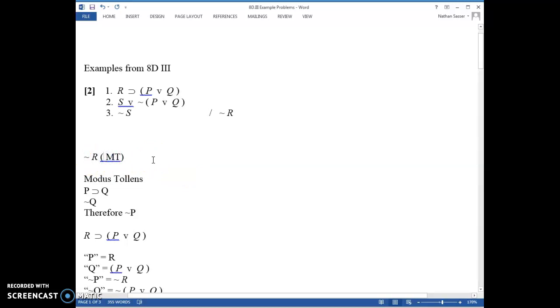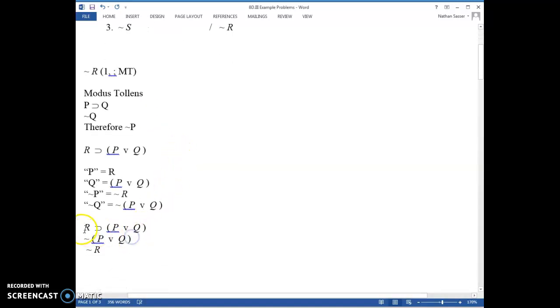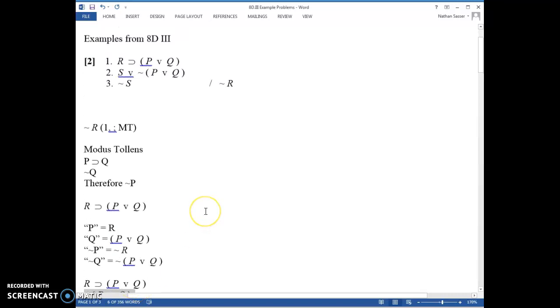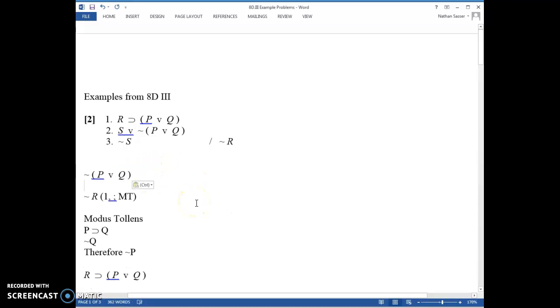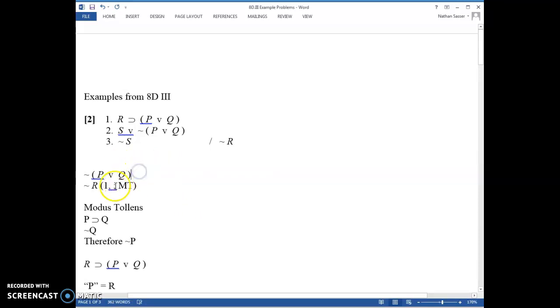Now, we're going to use premise 1, but guess what? A modus tollens argument needs another premise. Look how modus tollens has got to go. Not only do we need this premise, we need this premise too if we're going to conclude to not R. We need somehow to get not P or Q. So what I'm going to do is put that premise right here because I'm going to need it in order to conclude to not R.